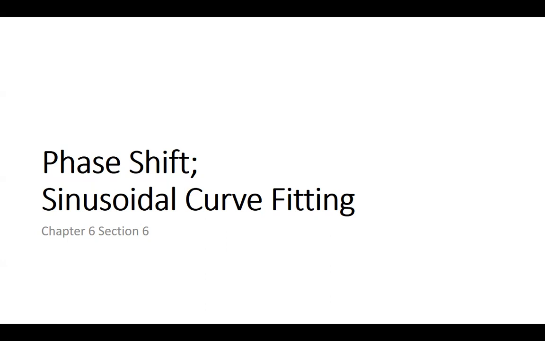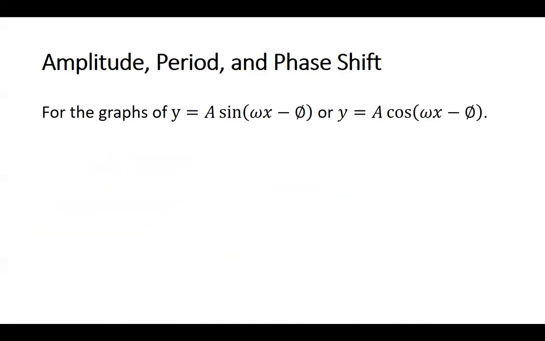Now we could technically add in a vertical shift of some sort too, but I think you should be able to figure that out, that if you go through this whole sinusoidal function and then you add a value to it, it just shifts the whole thing up by that amount. So let's take a look at this. So amplitude, period, and phase shift.